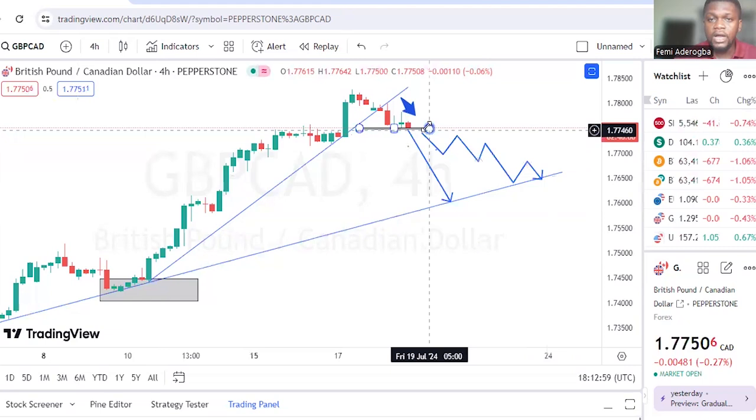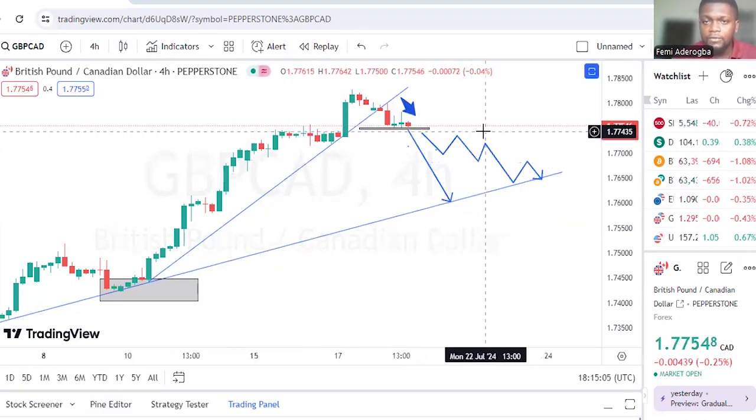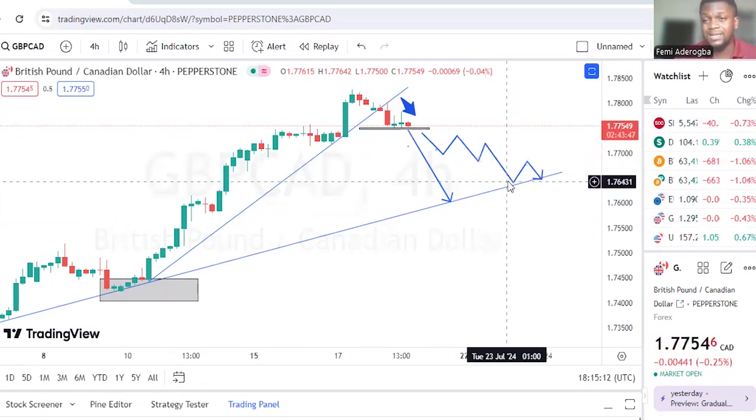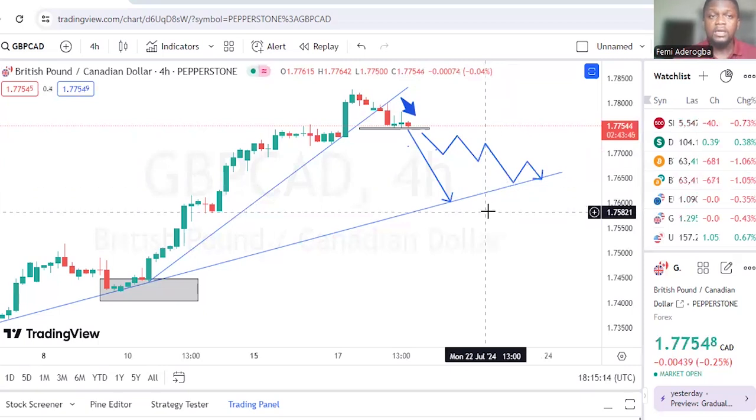So if you calculate 1.77376, let me use the calculator. Okay, if we have 1.7740 here and 1.76500, that's around 1000 points. If we have to say it in technical terms, we are going to actually call this 100 pips.